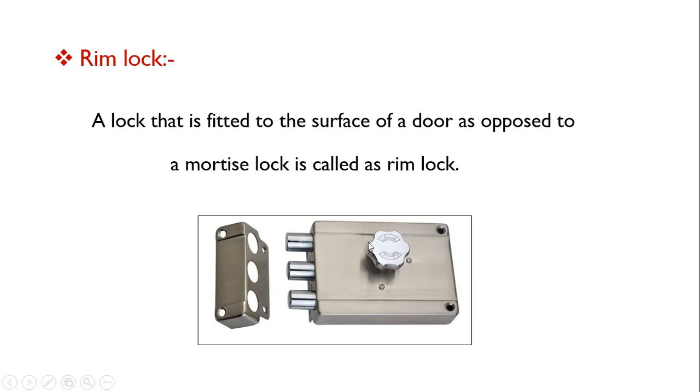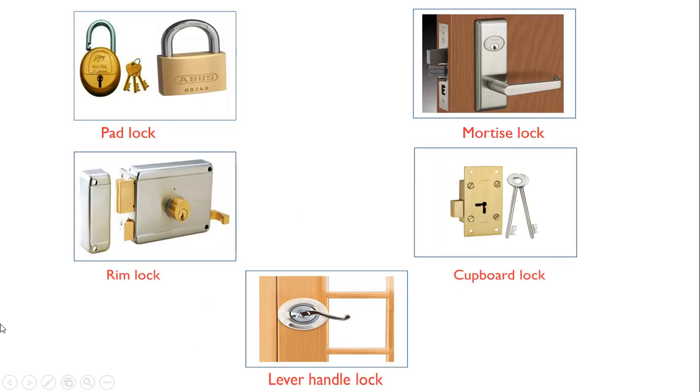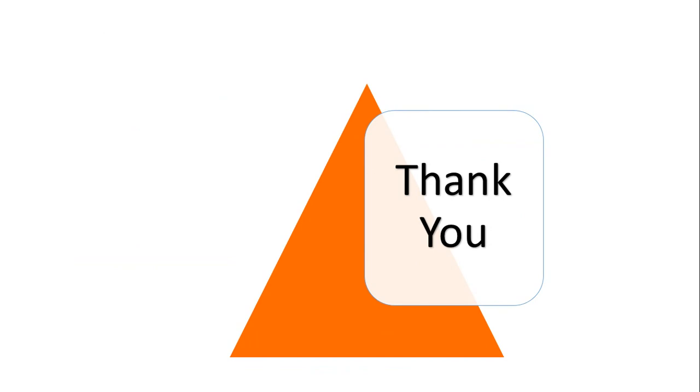Now rim lock. So what is the difference? A lock that is fitted to the surface of a door, as opposed to a mortise lock, is called a rim lock. In the case of a rim lock, this type of arrangement is there, and these rods can be fitted into these slots. In the case of mortise, a slot is there. Now here you can see various cases of padlocks, rim lock, mortise lock, cupboard lock, and this type of lever and various accessories. So this is all about various types of fixtures and fastenings. Very easily you understood it, I hope so. Thank you.